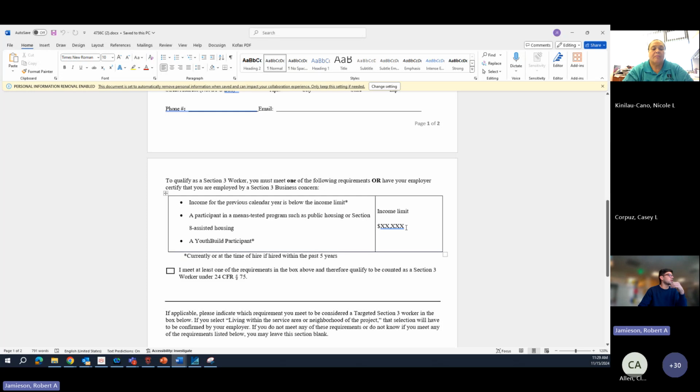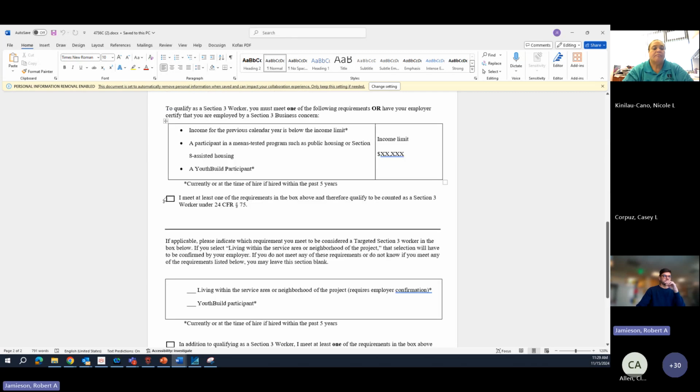Here we can enter that income limit, based on where the project is. What county are we in? So going back to that local AMI slide that we had. And then the worker would just say, I meet at least one requirement in the box above.